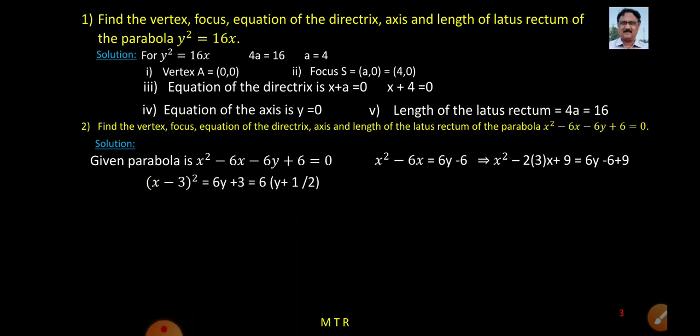So for that, x square minus, write the 6x as 2 into 3 into x. This is of the form a square minus 2ab. So here b is equal to 3, so b square is equal to 9. So adding 9 on both sides.